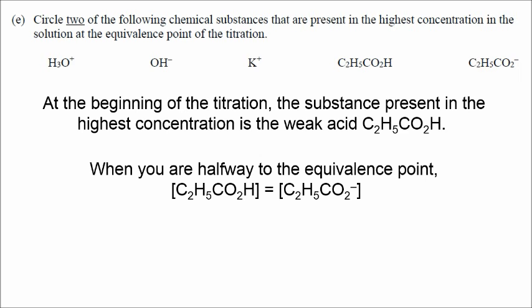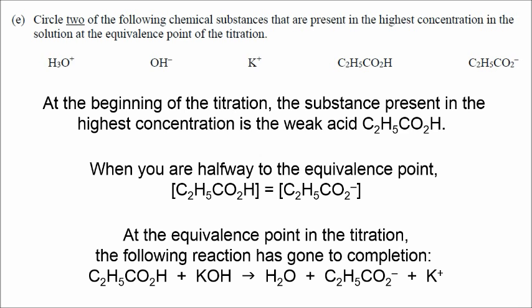But now we're at the equivalence point. So pretty much all of the propanoic acid has been neutralized by the potassium hydroxide, which is a strong base. So what do we have? We have water, we have the propanoate ion, and then we have the potassium ions. Now we don't have extra hydronium, we don't have extra hydroxide because we're exactly at the equivalence point. We have the salt that was produced in this neutralization reaction between a strong base and a weak acid.